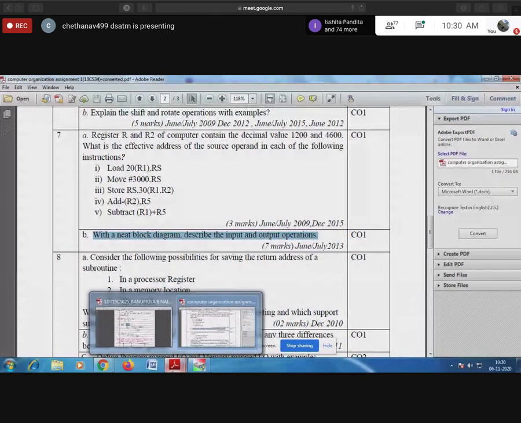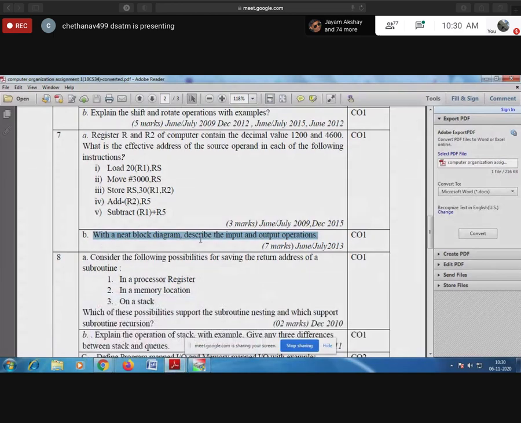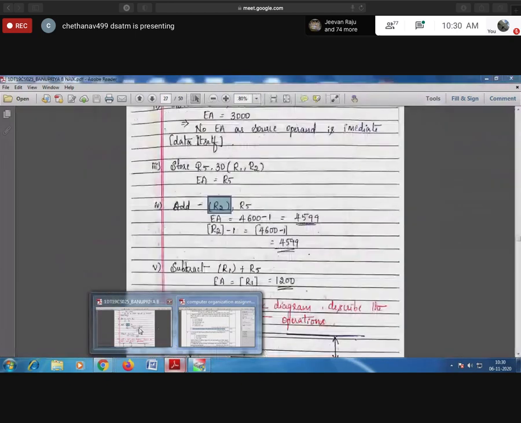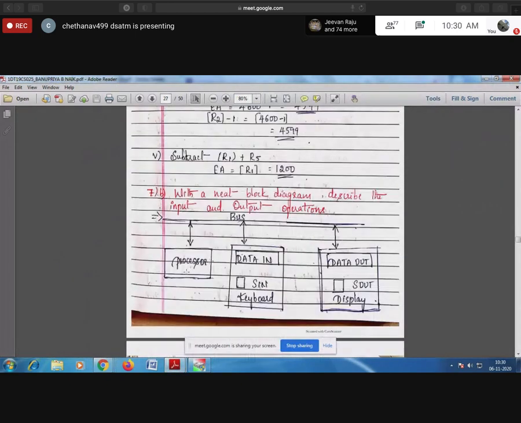Okay. Seventh B. It is input and output operations. You have to explain one simple diagram here. So this diagram is very simple. You're already aware of it, I felt.